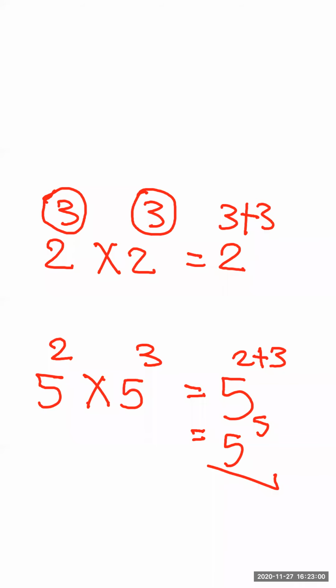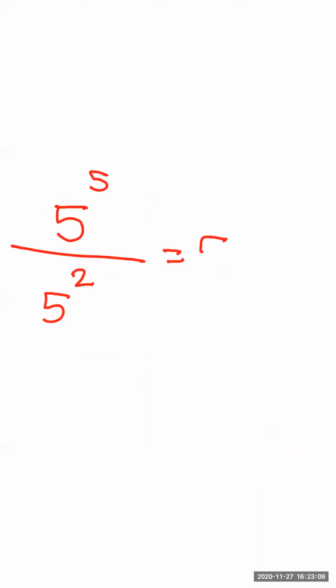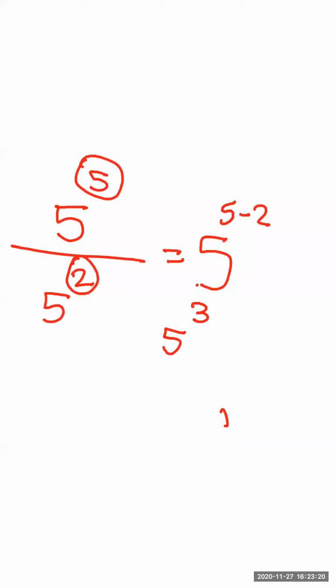On division, we just subtract. So 5 to the power of 5 divided by 5 to the power of 2 equals 5, and then we subtract the powers. 5 minus 2 equals 3. So 5 to the power of 3. Yes, exactly. Very good.